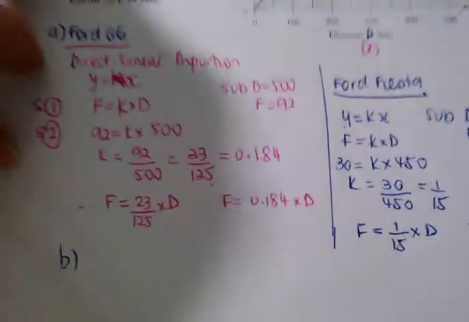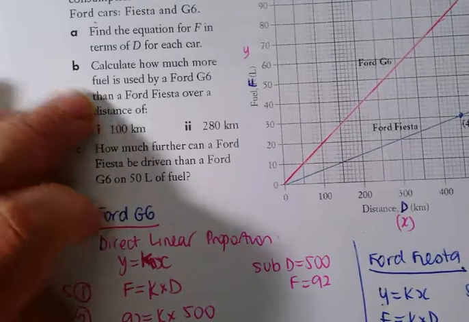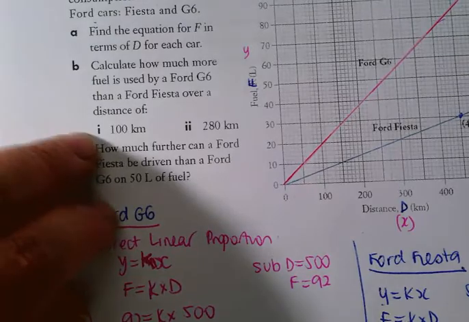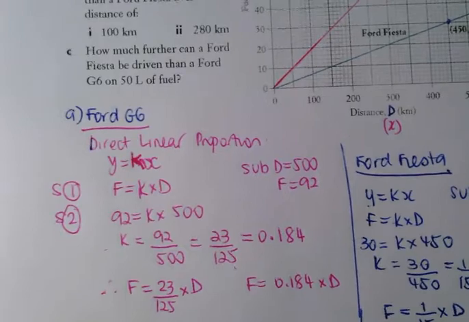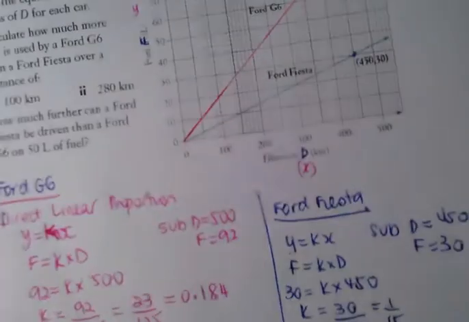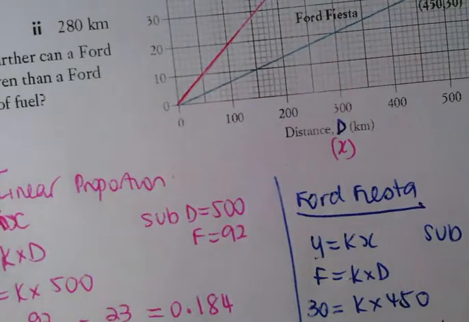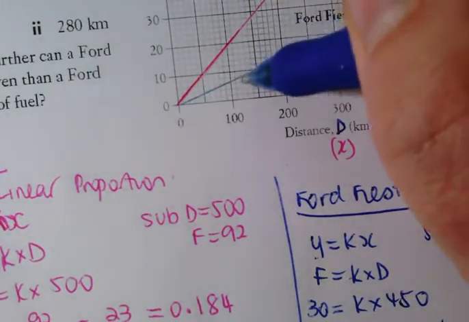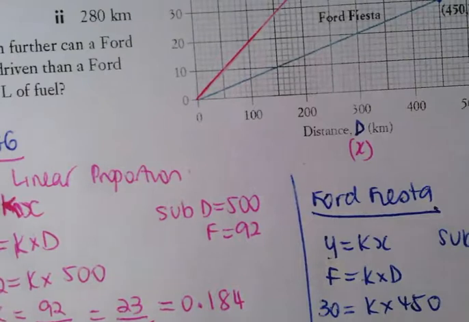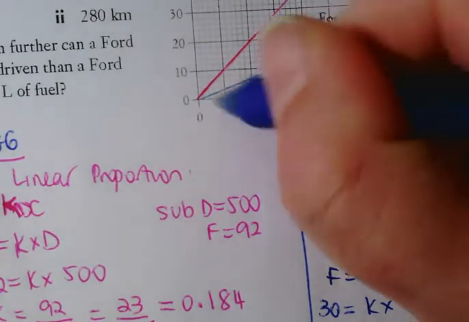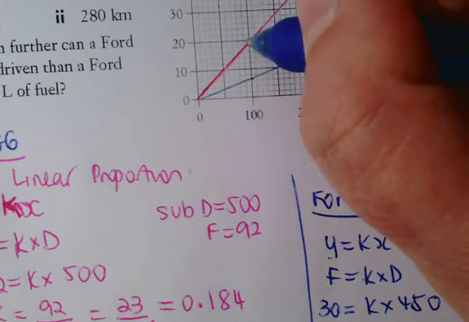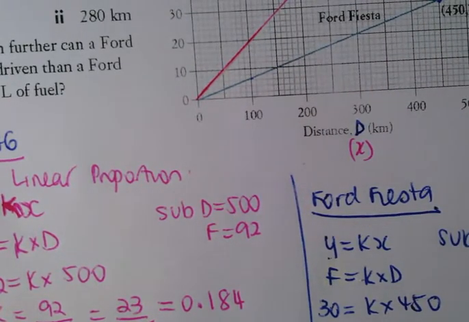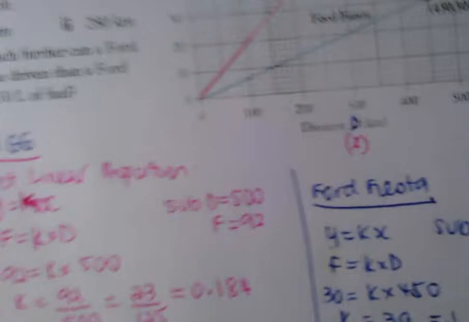it says to calculate how much more fuel is used by a Ford G6 than a Ford Fiesta over a distance of 100 kilometres. You may be able to read it off the graph, but you can't read the values very well. For 100 kilometres, this only uses, I can't really tell, about 6 litres, and this one uses almost 20, but you can't read it exactly, okay?